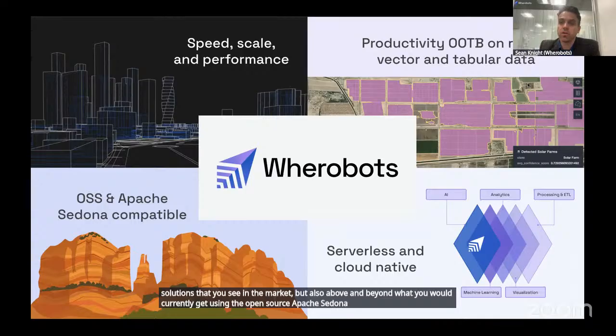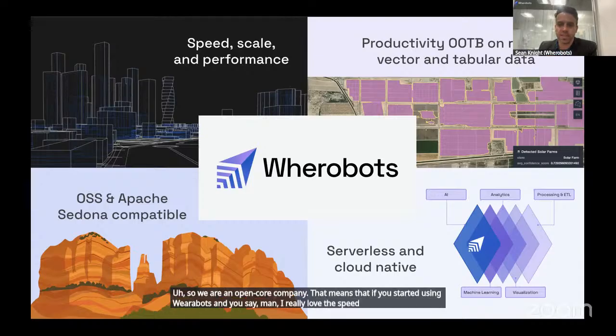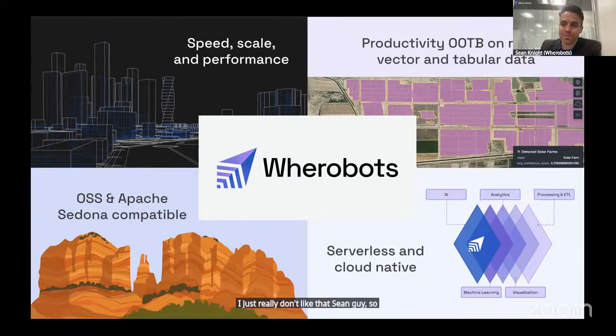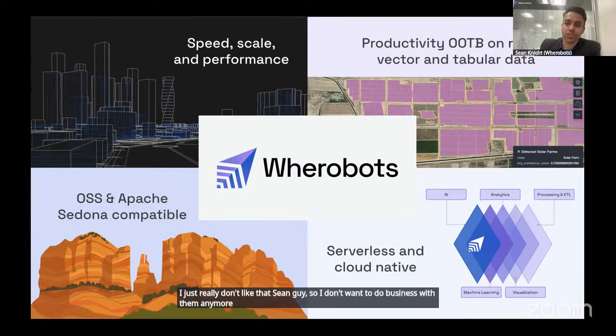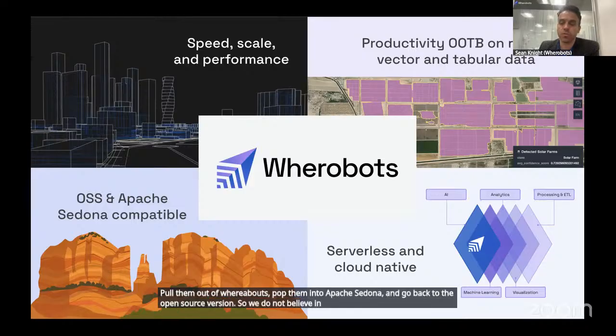We do still fully support the open source Apache Sedona, though. So we are an open core company. That means that if you started using Wherobots and you say, man, I really love the speed, I love the scalability, I'm a huge fan of everything that I've built in there. I just really don't like that Sean guy, so I don't want to do business with them anymore. That's totally cool. You can take all of your workflows, pull them out of Wherobots, pop them into Apache Sedona, and go back to the open source version. So we do not believe in vendor lock-in. We want you to have options.